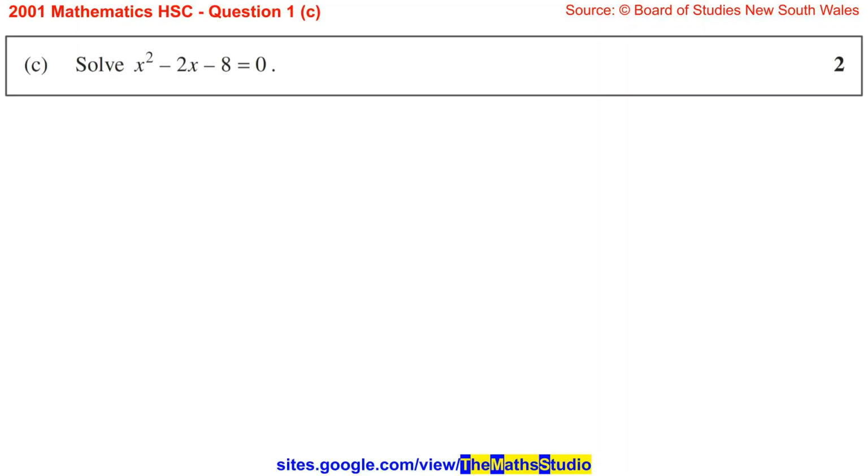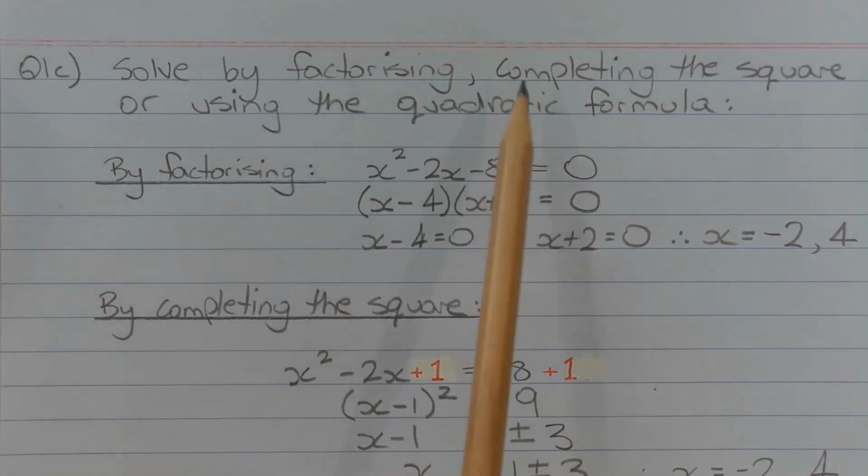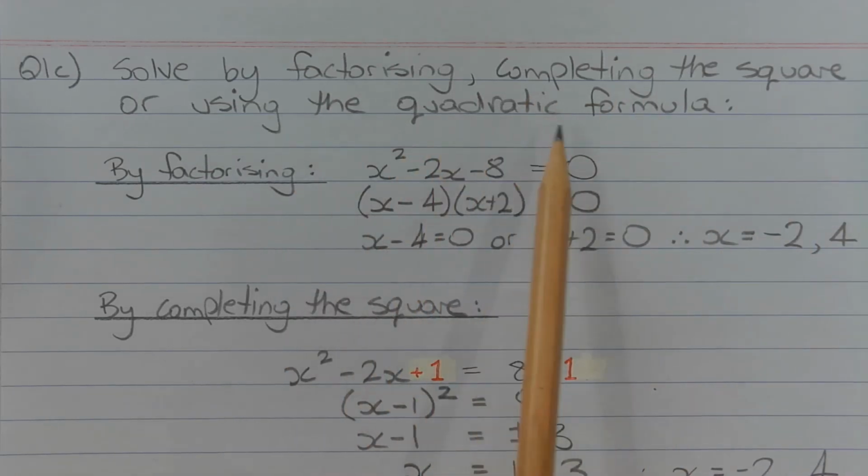Question 1c. Solve x squared minus 2x minus 8 equals 0. We can solve this quadratic equation by factorising, completing the square, or using the quadratic formula.